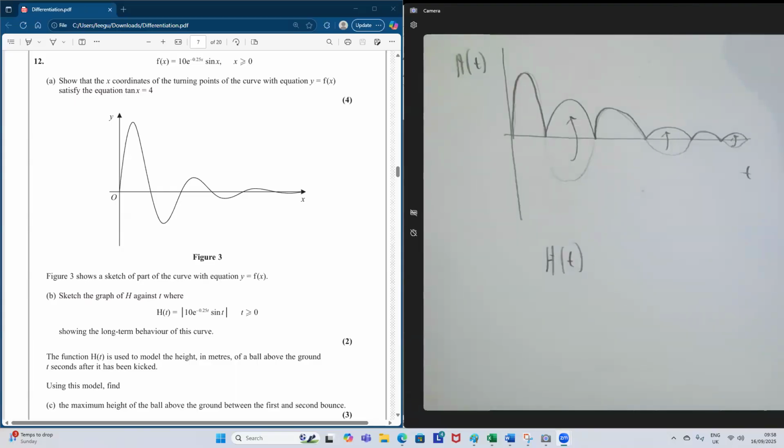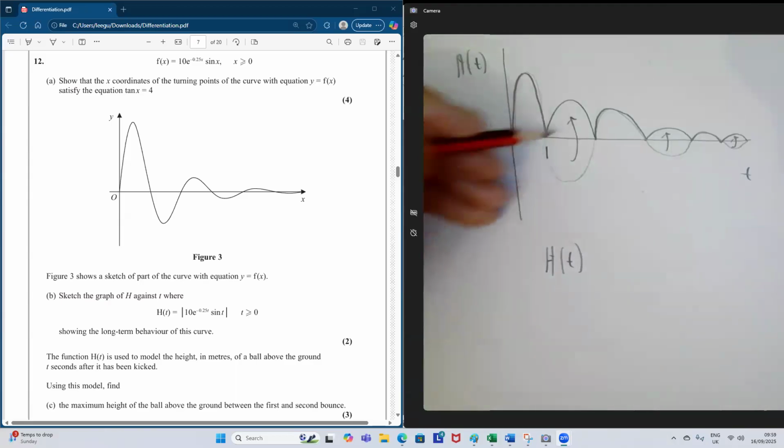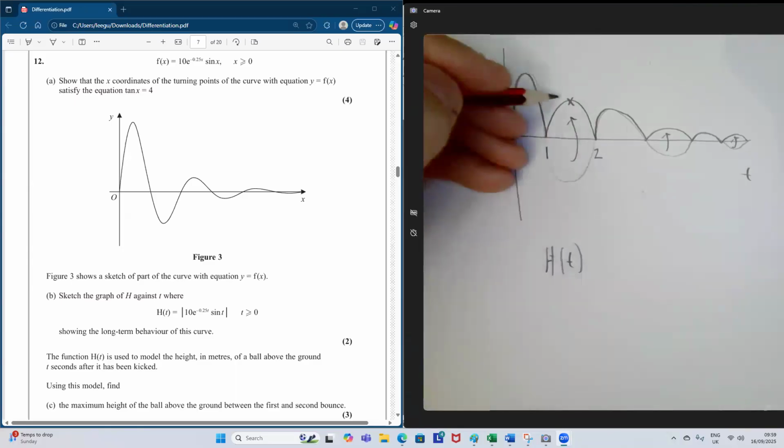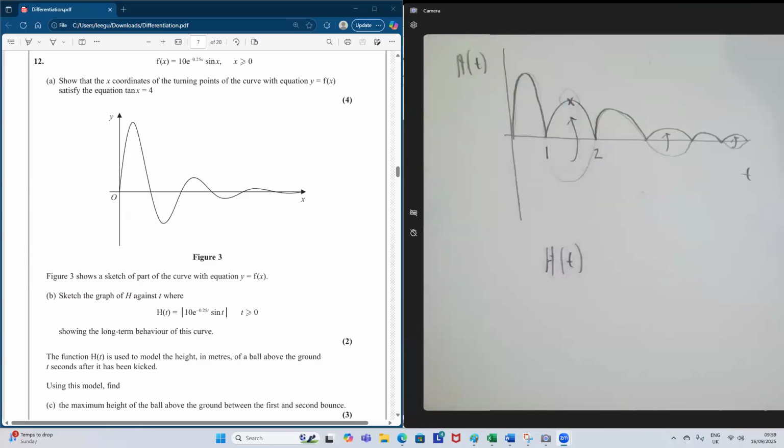You've got to be a little bit careful here because we need to think about which part we're looking for. This is where the ball is first kicked in the air, so it hasn't bounced at all. This is bounce 1, and it goes up, comes down. This is bounce 2. We're being asked to find the maximum height of the ball in between the first and second bounce. So in other words, we need to know what is this value here, and what's the value of t at which that occurs.